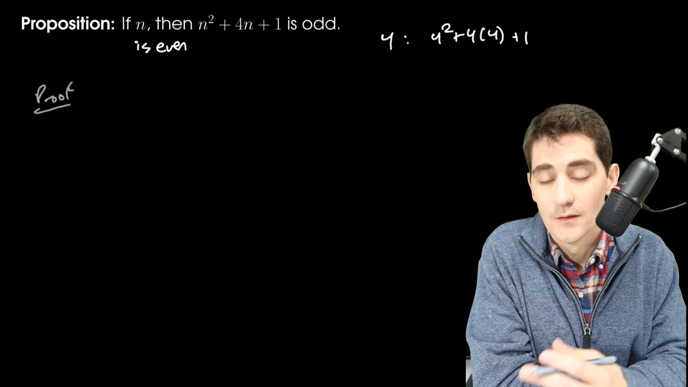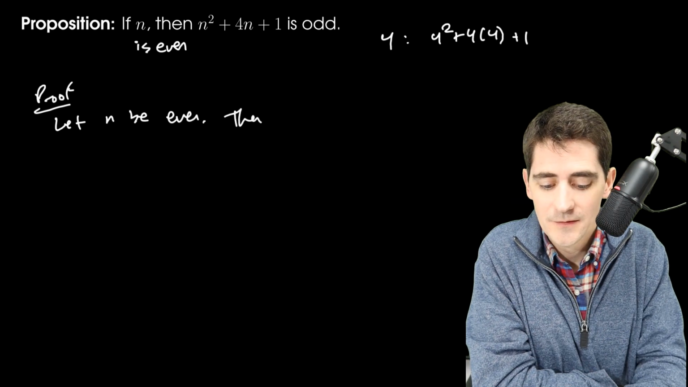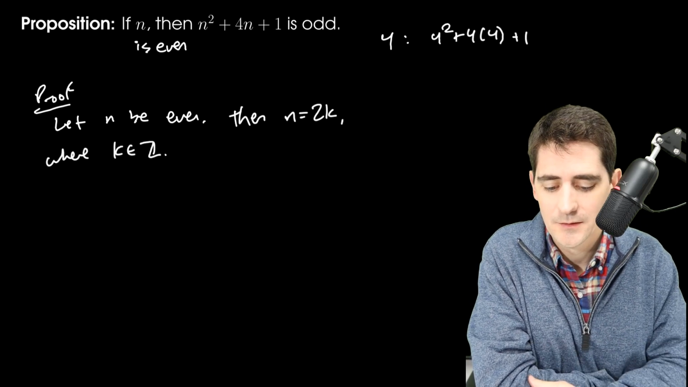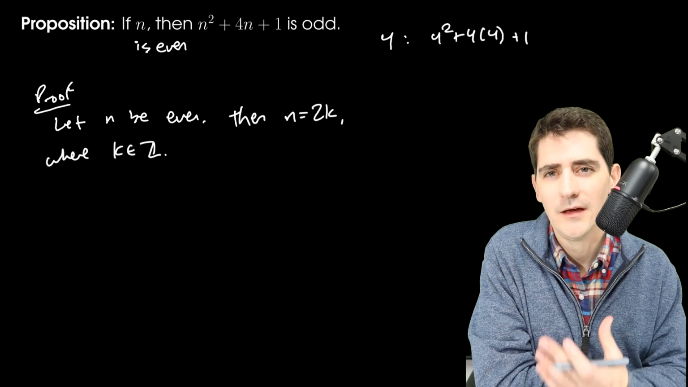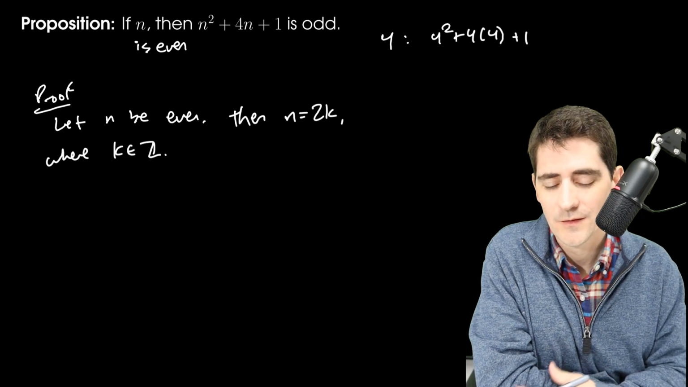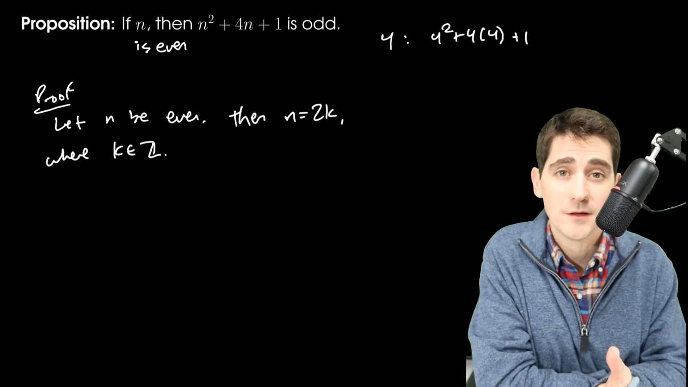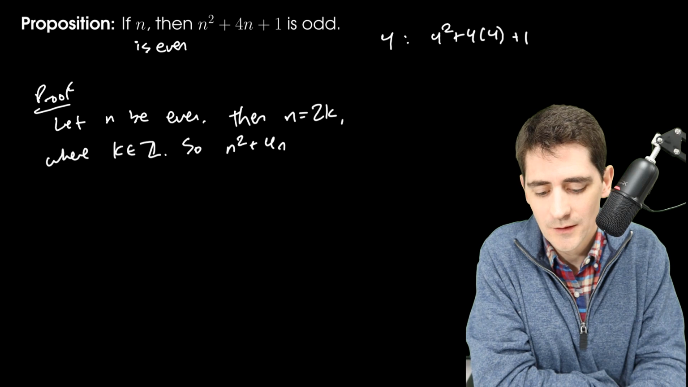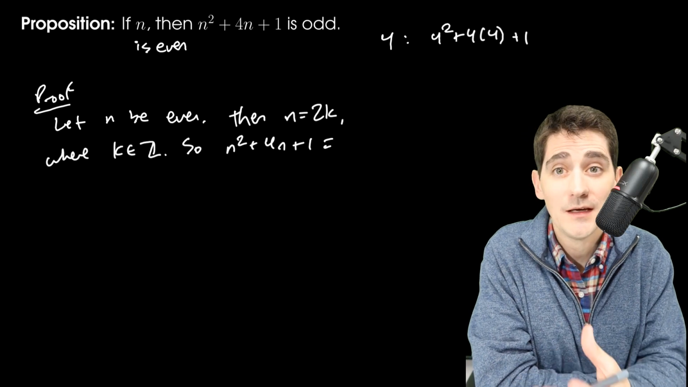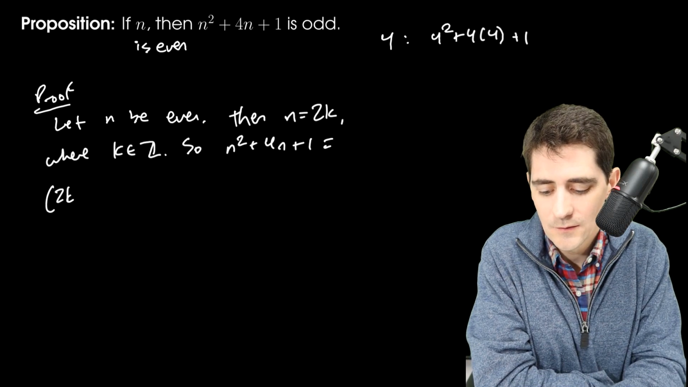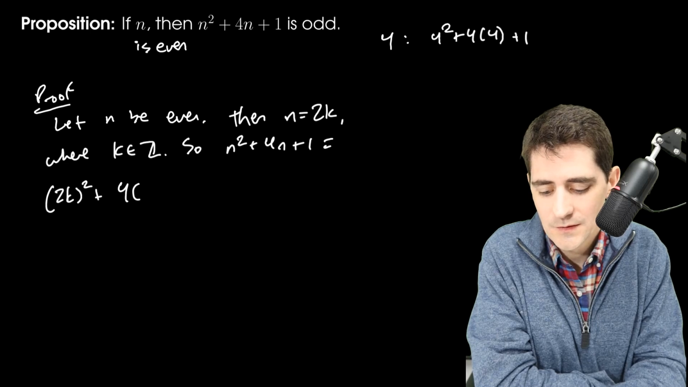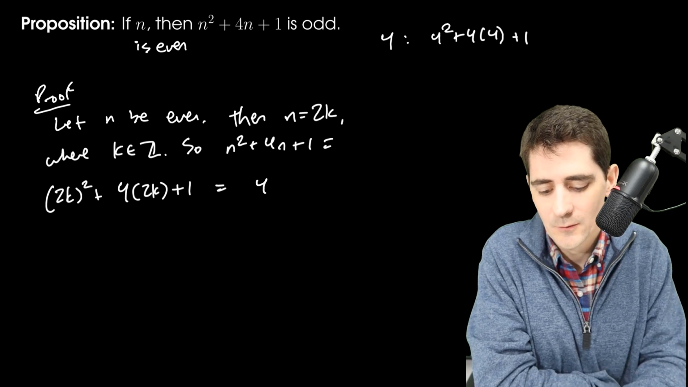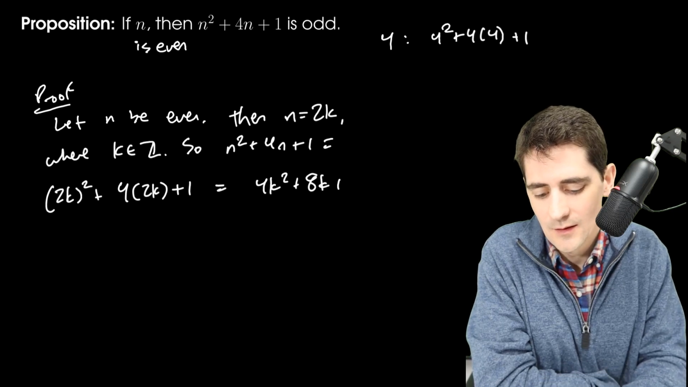Okay, so we're going to let n be even. Then by definition, n equals 2k, where k is some integer, right? Okay, so now what I need to do is take n squared plus 4n plus 1 and show that's odd. And we're going to use the definition of odd to do so. So I'll say n squared plus 4n plus 1 equals, just replacing n with the value of 2k, I get 2k squared plus 4 times 2k plus 1, which can give me 4k squared plus 8k plus 1.